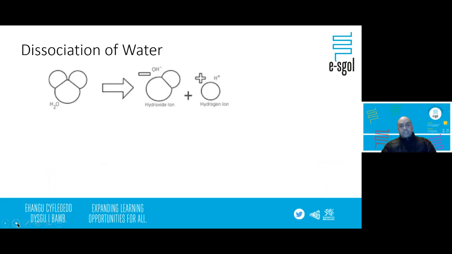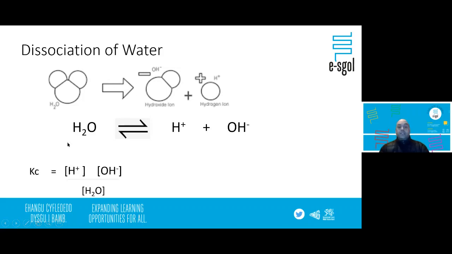Now, the next bit, this is important for us. This is about the dissociation of water. So we can see here how water has broken up into two separate ions, the hydroxide and H+ ion. It's a reversible process, so I don't like that arrow. And we can express it as a Kc expression, I guess. So we've got the products multiplied together, divided by the concentration of the reactants. But actually you'll see it written like this.